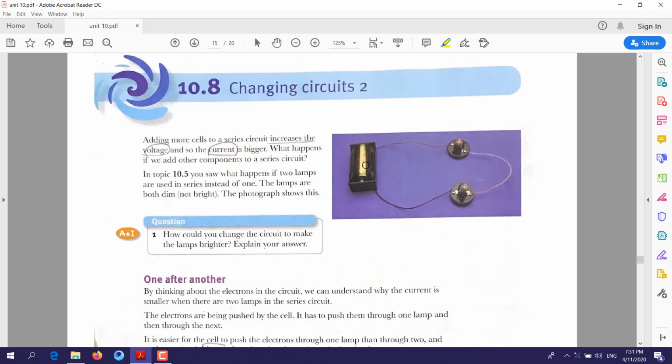So now the battery has to push the electrons, or push the charge, harder. What will happen now? Firstly, all the charge or energy was going to only one bulb, but now there are two bulbs. So this energy will be distributed between two bulbs. Both of them will be dim, not bright.